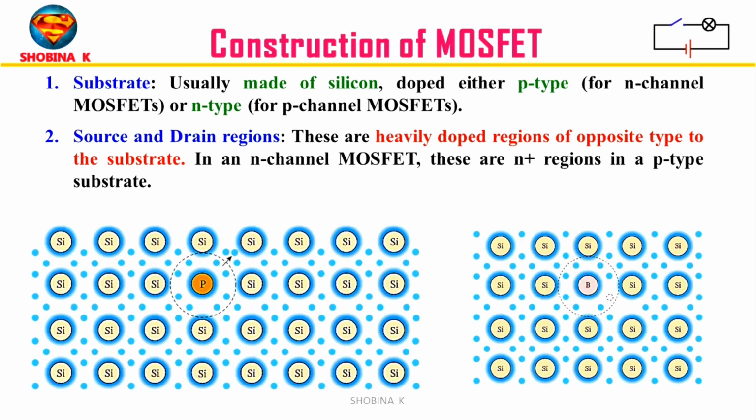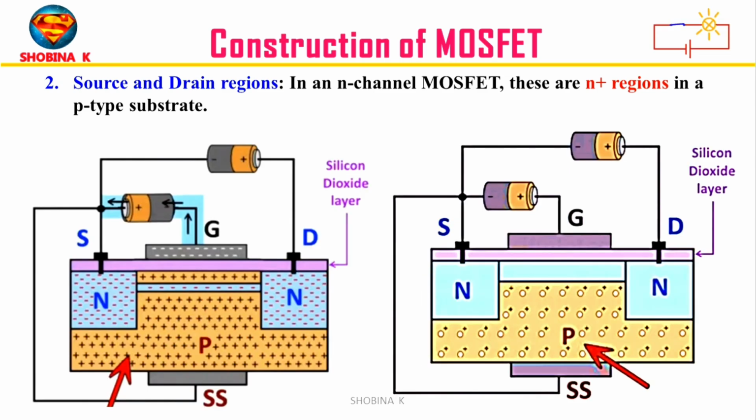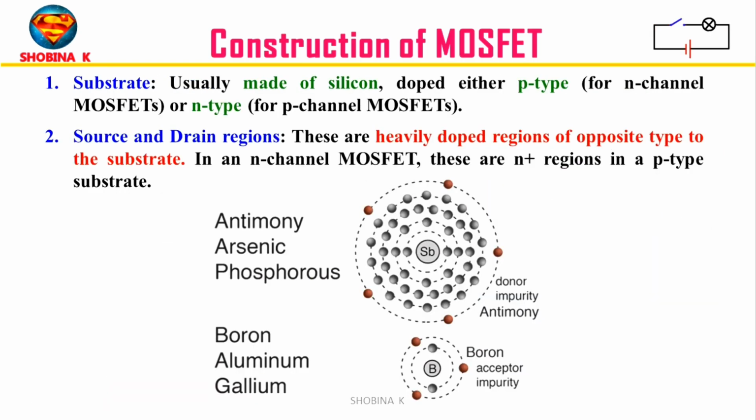Heavily doped means a lot of these atoms are added. N plus means it is an N-type region which is rich in electrons. The plus means it is heavily doped, so it has a very high number of electrons. Some common dopants for N-type semiconductors include phosphorus, arsenic, and antimony. These dopants provide extra electrons to the silicon and are referred to as donor atoms because they donate electrons.